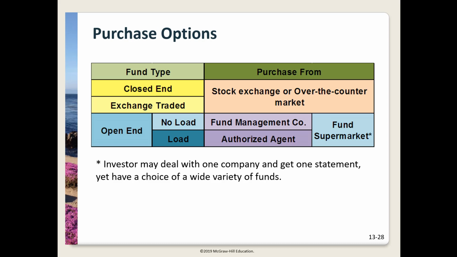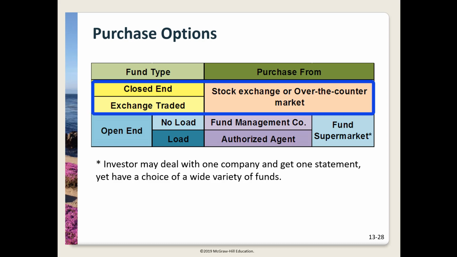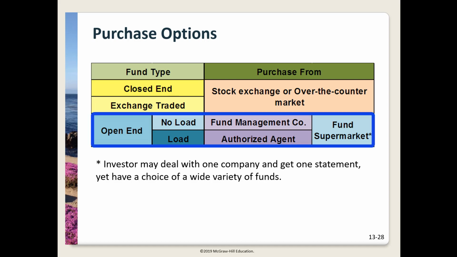So how do you buy a share in a mutual fund? For closed-end funds and ETFs, you buy them just like shares of stock. With open-end funds, it depends on whether it's a load or a no-load. Load funds are bought through an authorized agent. Remember, they're prepared to fully explain the objectives of the fund and discuss whether it fits your needs. No-load funds are bought directly from the company managing the fund.